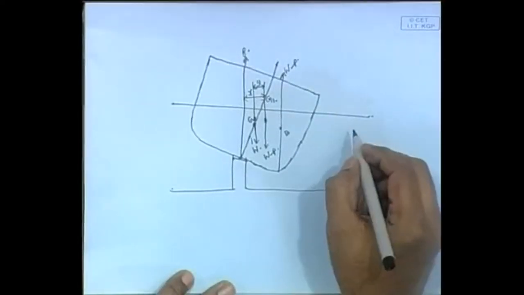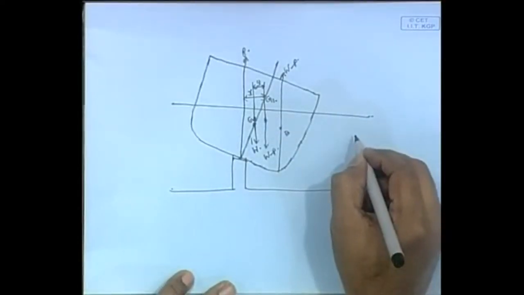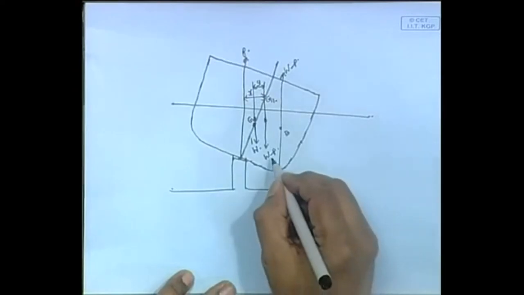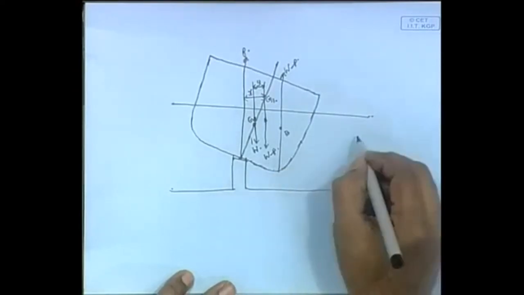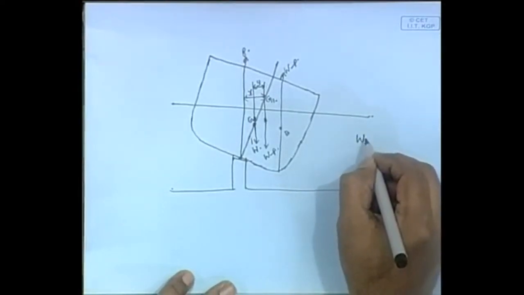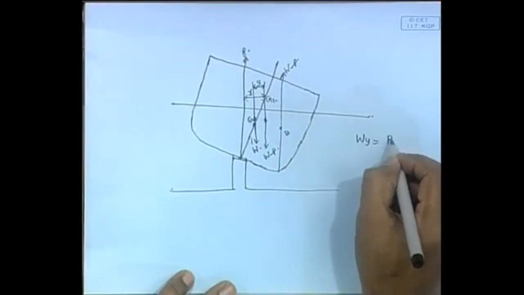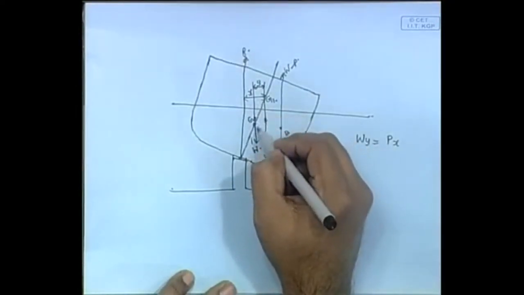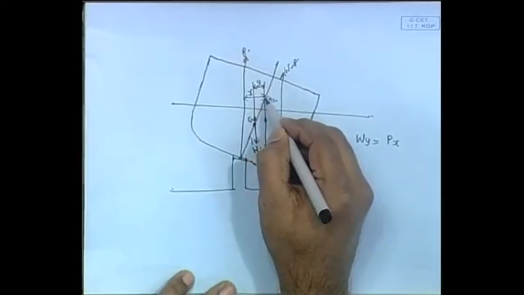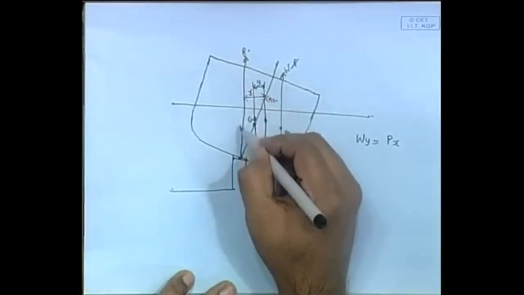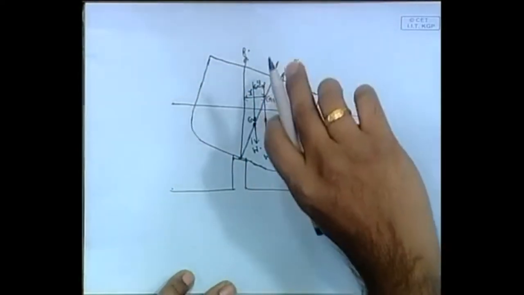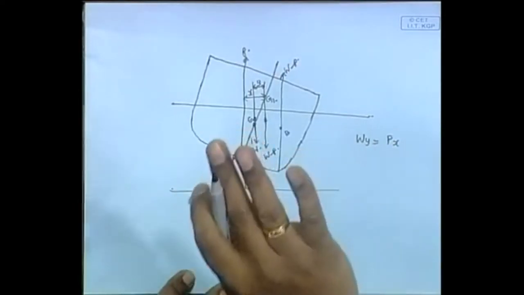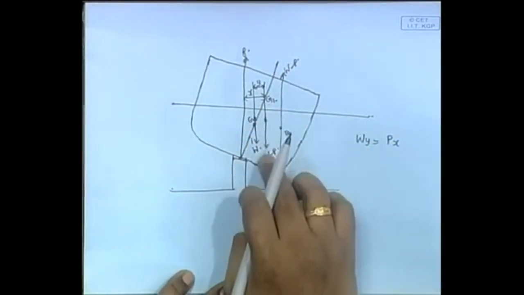Let's derive this expression. Same thing, we say that W minus P is the centroid, therefore W into Y will be equal to P into X. W into Y is this distance, P into X. So P into X is a moment causing like this, W into Y is a moment causing like this, they are in balance because this is the centroid.